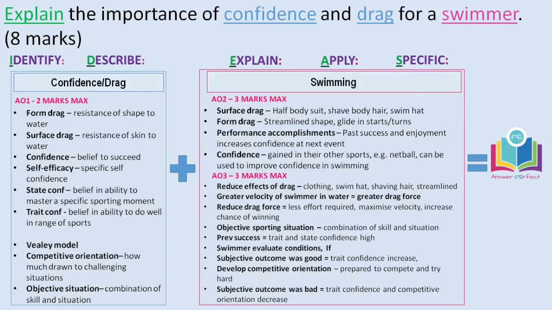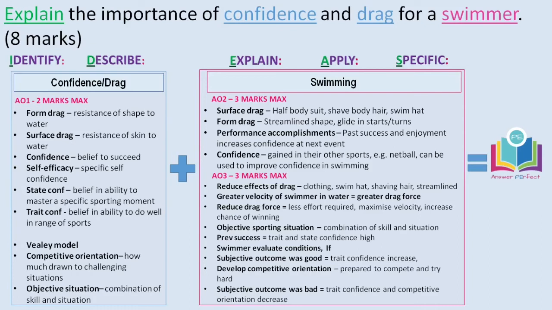Then we've got across in the red box, this is where I've put the AO2 and AO3, because this is where you go into your explain, your apply and being specific. AO2 is your application. This is where you write down as many examples as you can relating to the topic area and the focus. Okay. Now an examiner said to me, this is worth 3 marks maximum, but if you are too broad and general in your examples, you will not get the marks. So if it is asking you about a swimmer, you make sure you mention swimming or a swimmer in every example that you give. So this is where we would talk about how confidence and drag can affect a swimmer, or perhaps what they could do to reduce the drag effect.